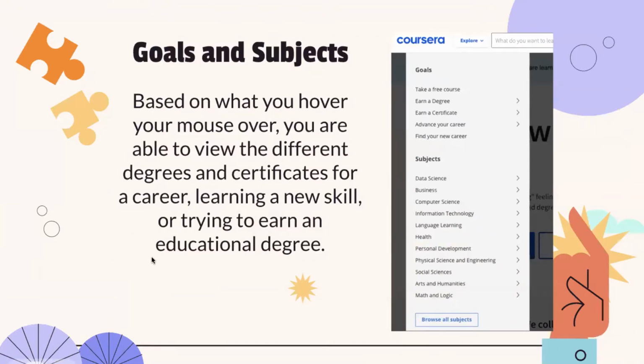So based on what you like, or based on what you hover your mouse over, you are able to view the different degrees and certificates for a career, learning a new skill, or trying to earn an educational degree. I'm in the presentation right now, but if you're on the website and you hover your mouse on that specific link, it's going to pop out degrees and certificates related to this specific subject.